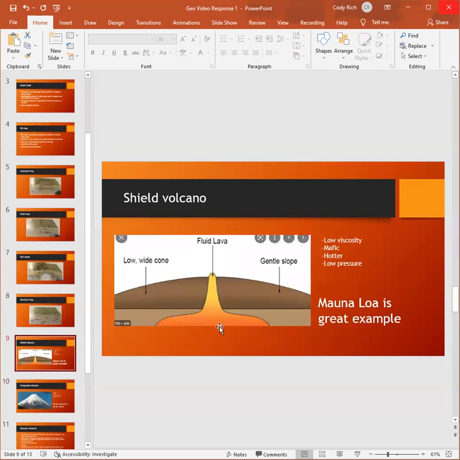So next we're going to talk about volcanic hazards. So in order to understand volcanic hazards, you need to know the type of volcanoes. First off, we have shield volcanoes, which are low viscosity, mafic, hot, low pressure. Examples like Mauna Loa in Hawaii. Because it can flow so quickly, you get this big, low, wide cone and gentle slope.